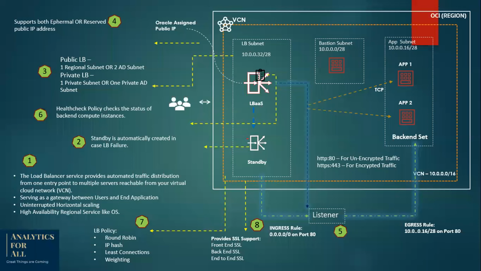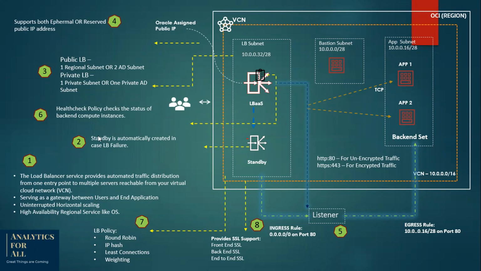Hi everyone. In this video, we will see how to set up load balancer in OCI. Now, before jumping to OCI console, let's understand some of the features of load balancer. So load balancer is a high availability regional service, just like object storage we have seen in our earlier video. So load balancer basically automates the distribution of incoming traffic to the backend compute instances that you provision.